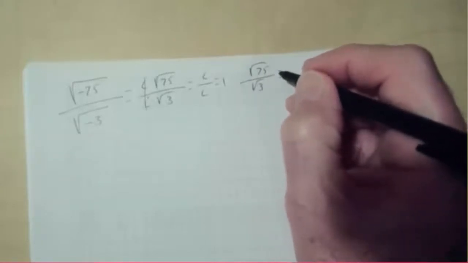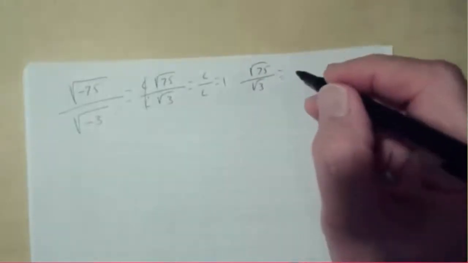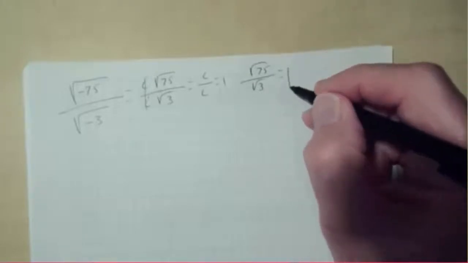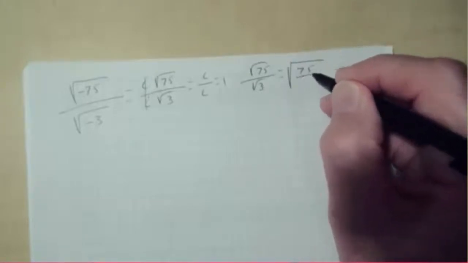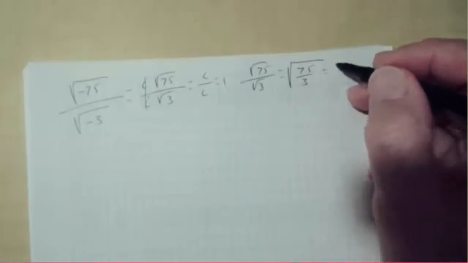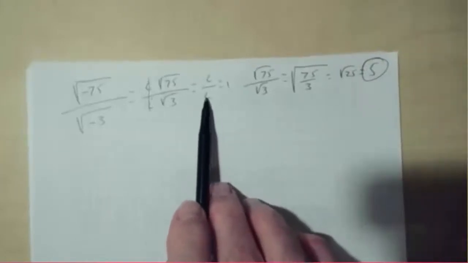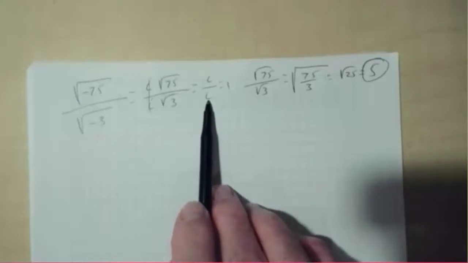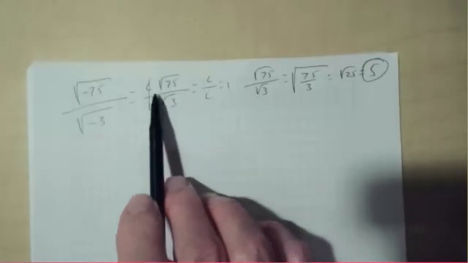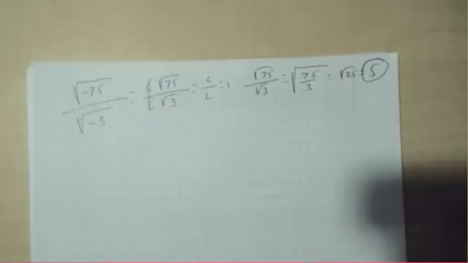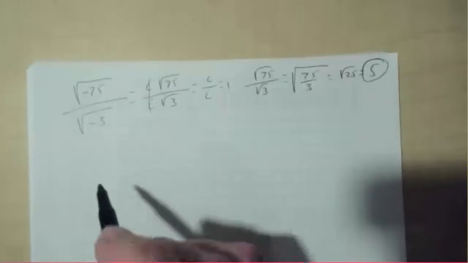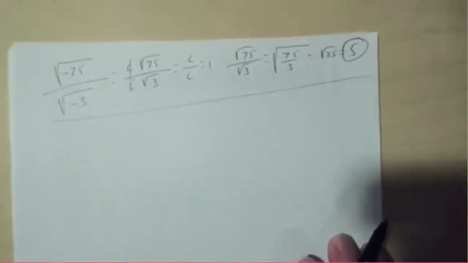So what do we end up with? Square root 75 divided by square root 3. Now we can put these under the same radical. Remember we did this last time. Square root of 75 over 3, which is the square root of 25, which is 5. Remember you can treat i like a number. When you have an i divided by an i, it's just 1.